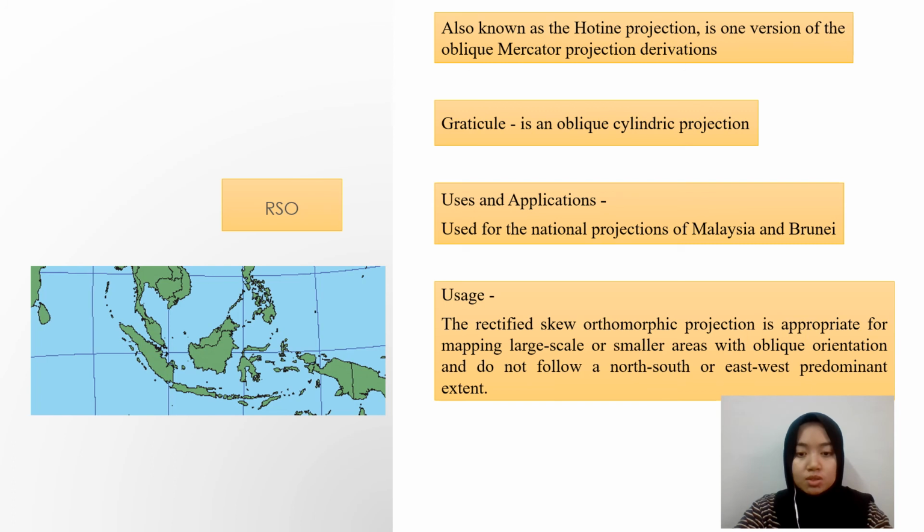The usage of the Rectified Skew Orthomorphic projection is appropriate for mapping a large scale or small area with oblique orientation that does not follow a north-south or east-west predominant extent. It is used as the national projection of Malaysia and Brunei. However, there is still a limitation because it is used for those areas of Brunei and Malaysia only, and it is not a global projection.